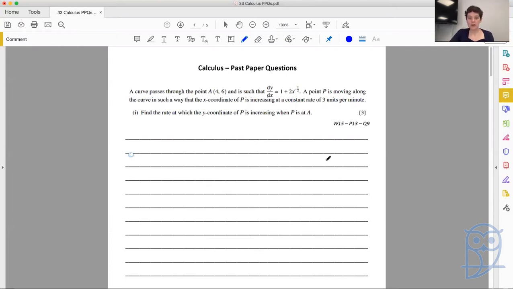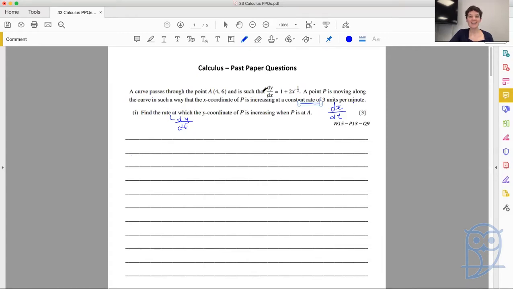Starting out with winter 2015, we have a curve that passes through the point A (4, 6) and is such that dy/dx equals 1 plus 2x to the minus half. A point P is moving along the curve in such a way that the x-coordinate of P is increasing at a constant rate of 3 units per minute. So we have a dx/dt here. Find the rate at which the y-coordinate of P is increasing when P is at A, the rate dy/dt.